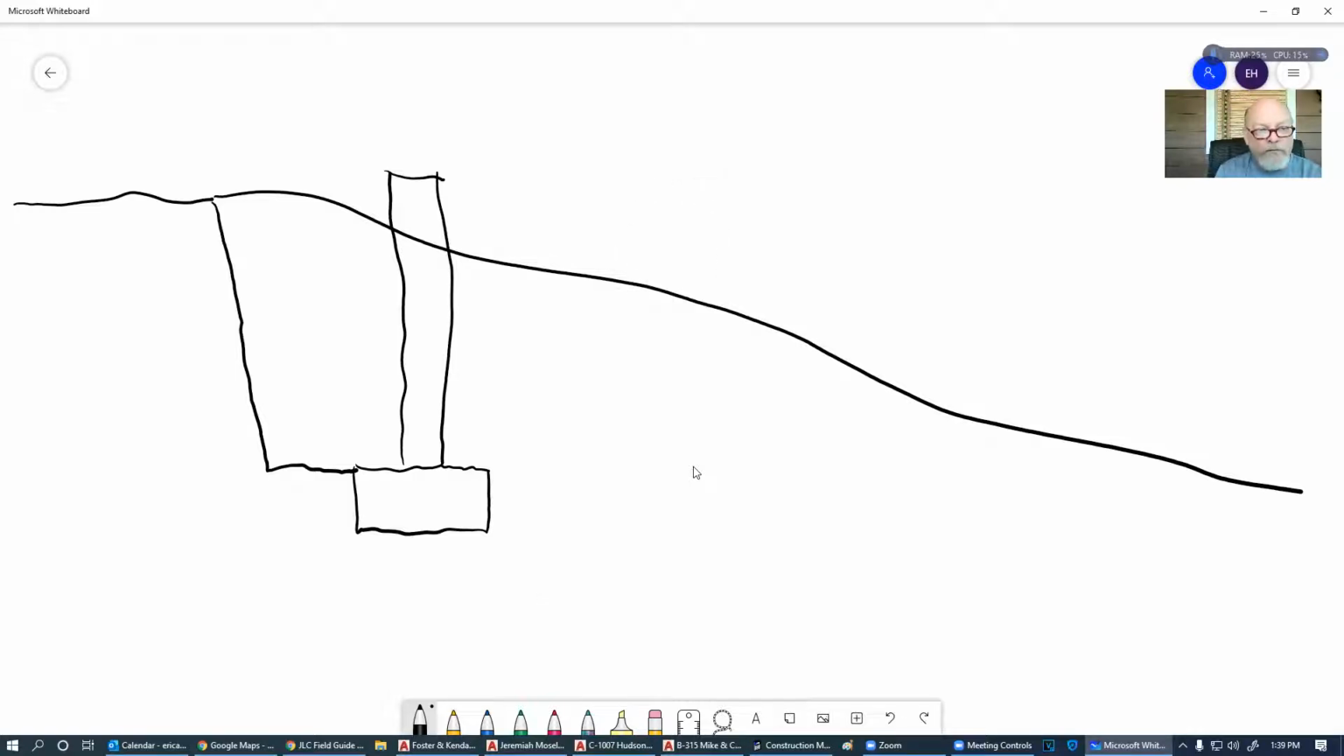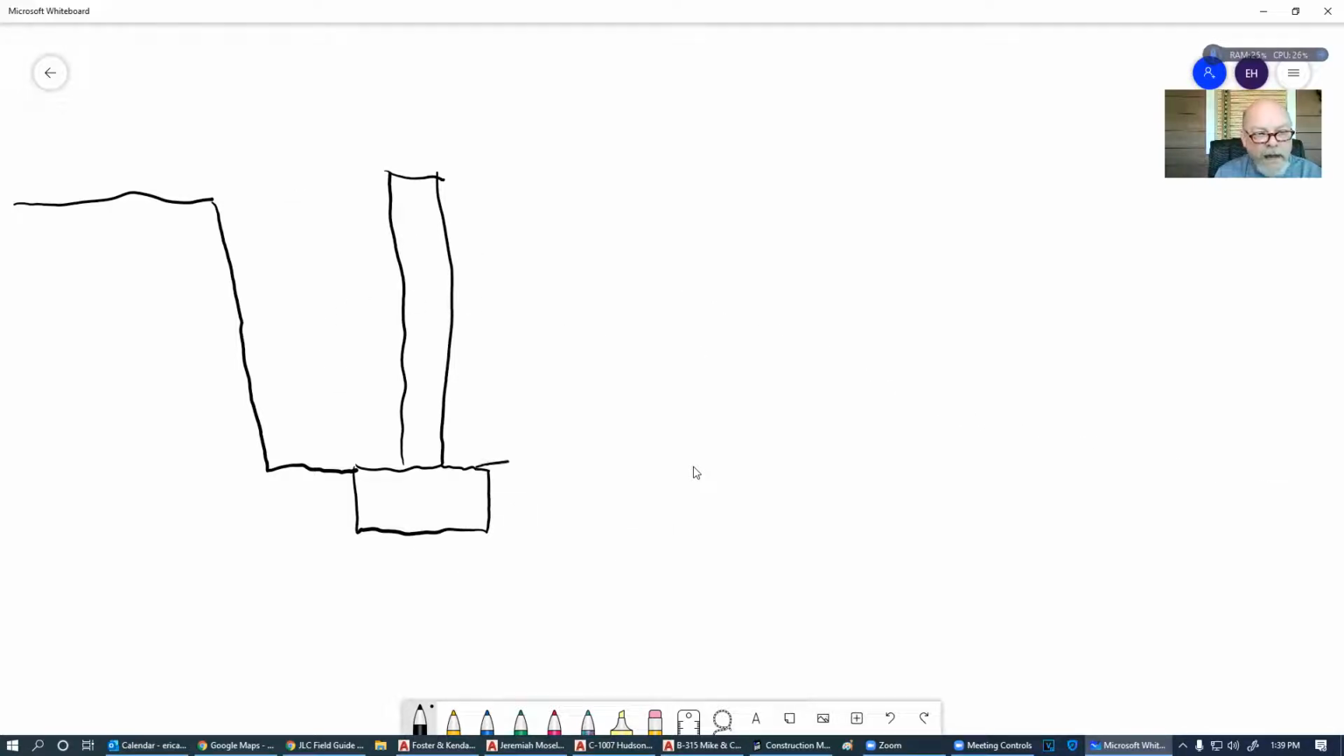So what we've done is we've come in here and taken our natural grade and flattened it out to where we can put our house in here. So we dig our trenches for our footings, and we start backfilling. Let me change colors on that. We're going to backfill this here.